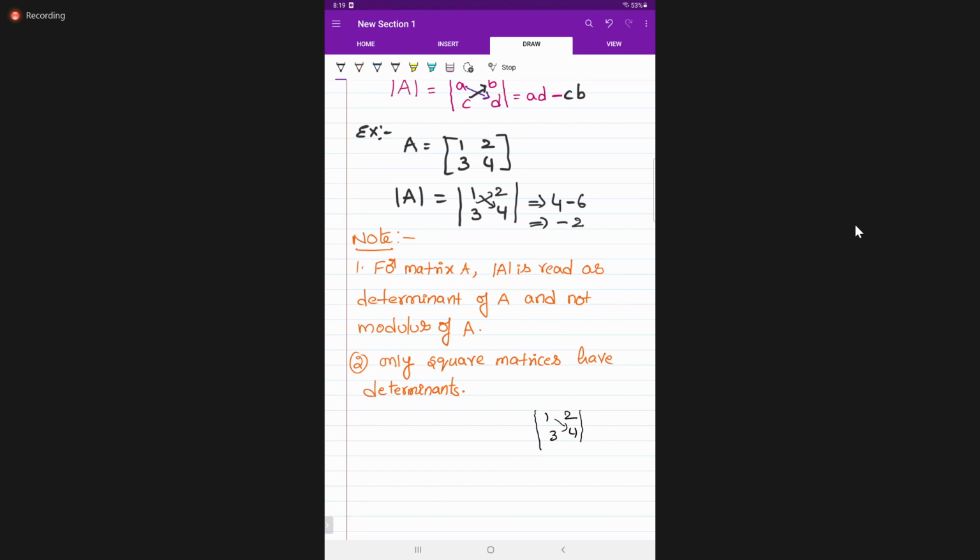Completed, students? Yes, ma'am. Now, so this is 2 by 2. Next, for 1 by 1, 1 cross 1, determinant of a matrix of order 1. For example, det of 1 will get you what? 1 only. Det of 2 is 2. Det of 3 is 3.